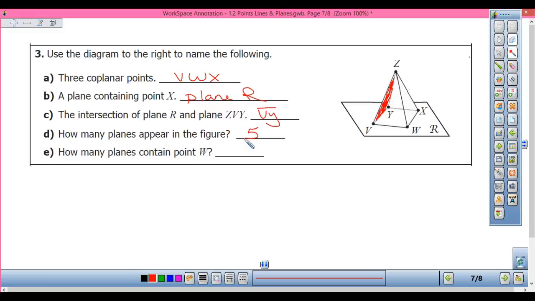Okay, and then how many planes contain point W? How many? 3, yeah. Because the bottom contains point W, this side does, and that side does. So there are 3 planes that contain point W.